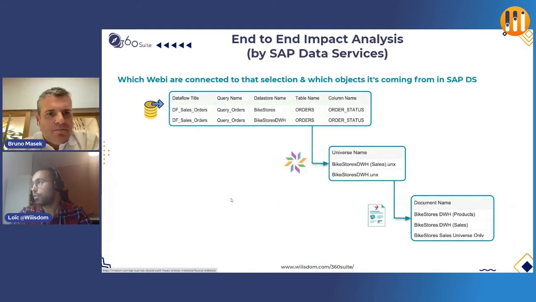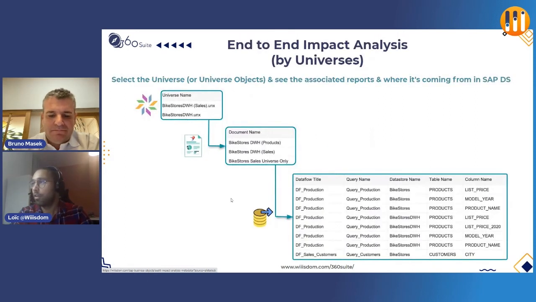So I'm gonna go quick on the next 2 slides because they are exactly the same as the one before, but here the starting point is different. We can start from the data flow, and from the data flow we can figure out which universes may be impacted, and at the end, of course, which Webi can be impacted. And the third one is starting from the universes. You maybe want to know which document can be impacted, and of course, at the end, you can identify which data flow is impacted.